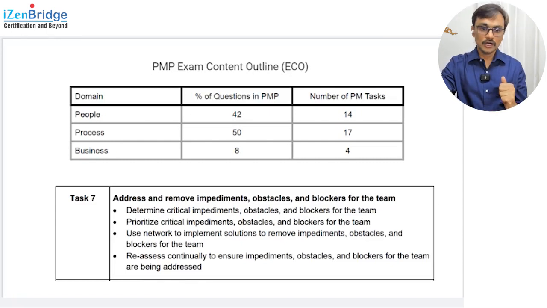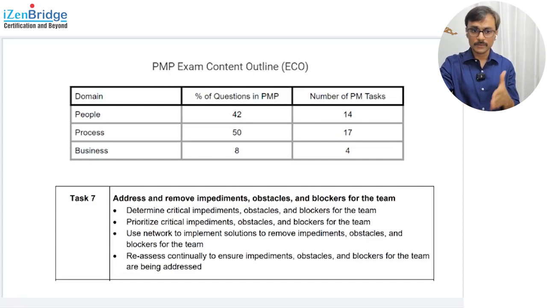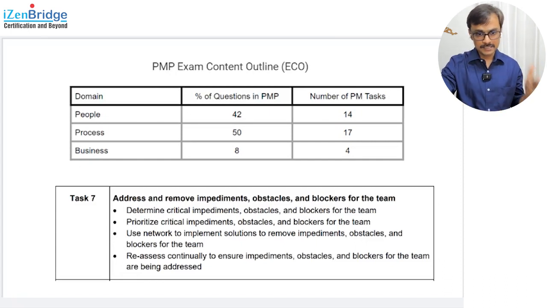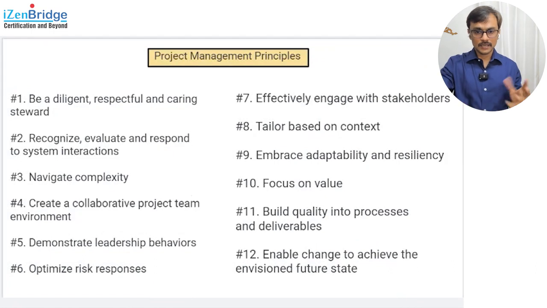If you are new to adaptive terminology, we can say that it's a type of issue which impacts the team more, and as a project manager I need to do something about it. So let's learn how a project manager can deal with these types of issues which are creating problems for the team. So first, clarifying these three words.